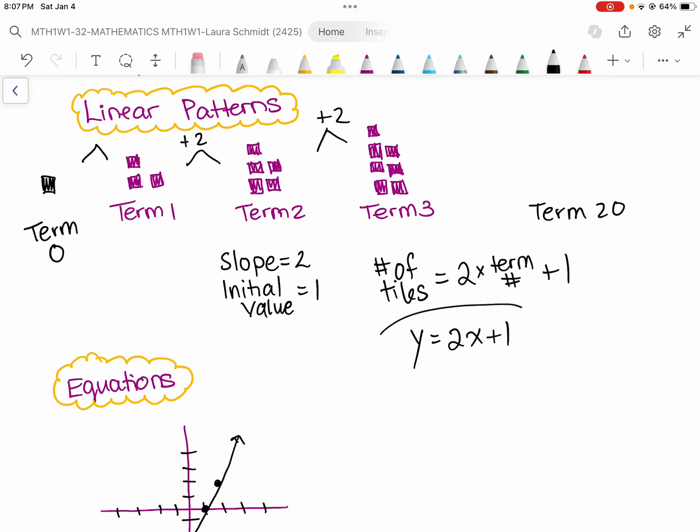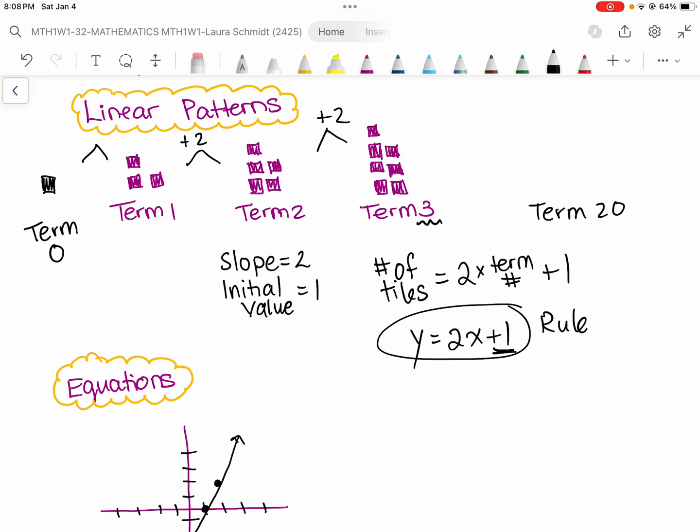So this is like our pattern rule. So let's test it out. At term 3, if we want to know how many tiles there are, I know there's 7 tiles, but let's see if our rule works. So I would times my term number by 2. So 3 times 2 is 6, and then I would just add 1. 7, and that's how many tiles I have.